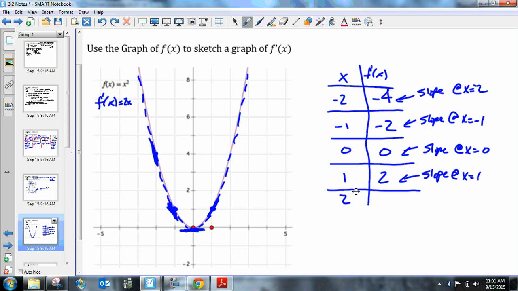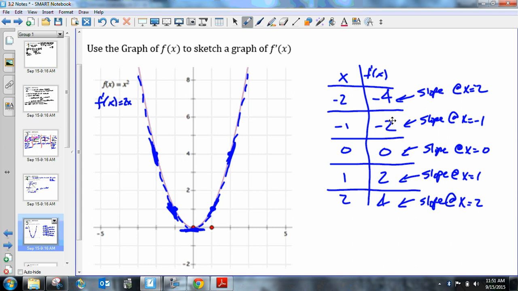Now if I plug in 2 here, I have the point (2, 4). But if I plug that into my derivative, I get a slope of 4. So 4 is my slope at x equals 2. So here's the deal: my slope changes as x changes, so do the values of my slope.